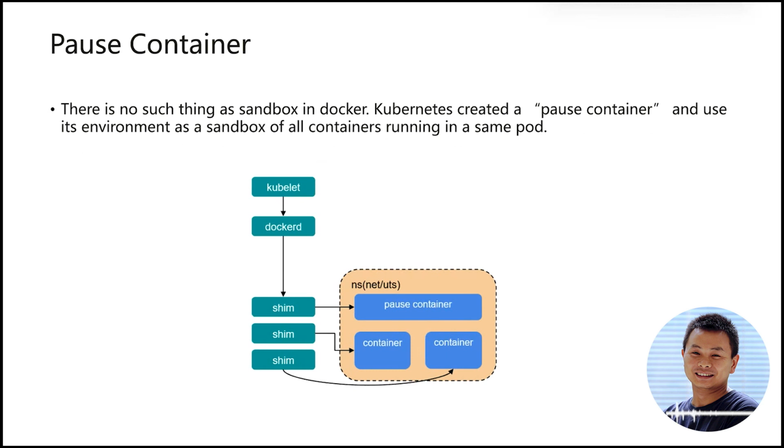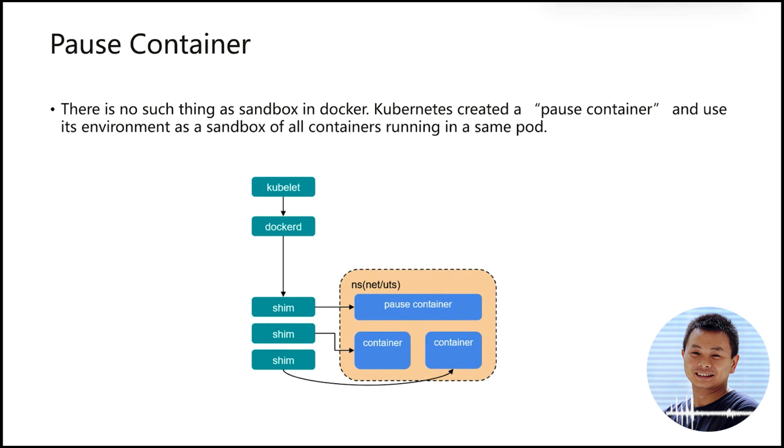First I will talk about the history of the sandboxing container. Actually, in the early days, there was no such thing as a sandbox in Docker. But Kubernetes has a notion of pod. They can run multiple containers in a pod, so they need such a thing as a sandbox. So in the early days, Kubernetes created a pod container and used this environment as a sandbox for running all the containers in the same pod. I think that's a compromised way, but it can make it work.